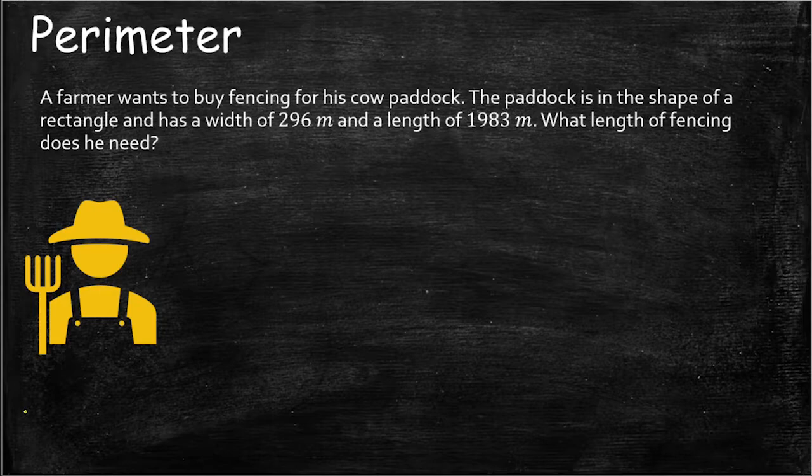Let's look at some questions now. So I've got a farmer who wants to buy fencing for his cow paddock. The paddock is in the shape of a rectangle and has a width of 296 meters and a length of 1,983 meters. What length of fencing does he need?